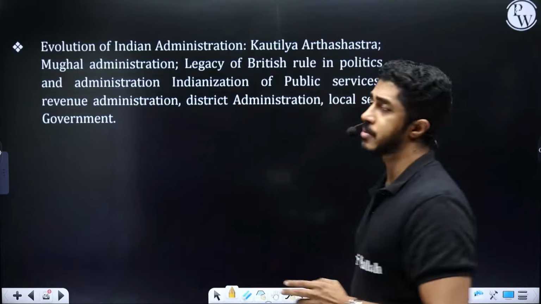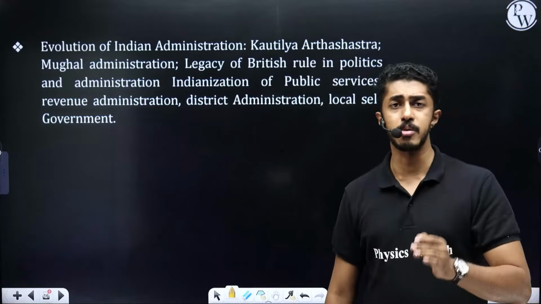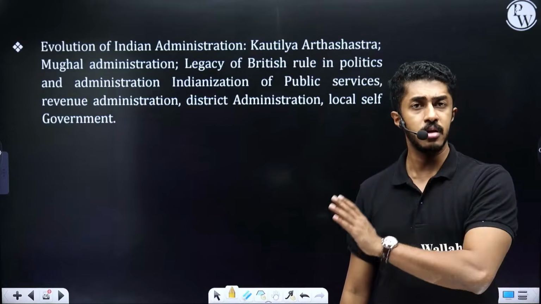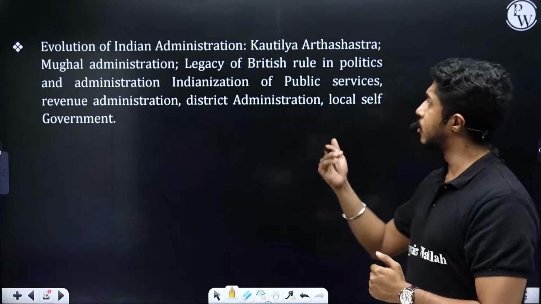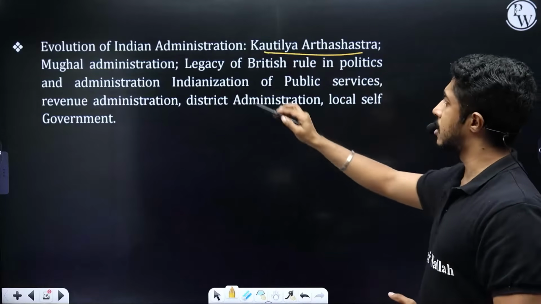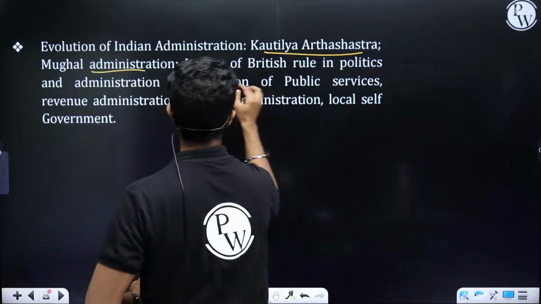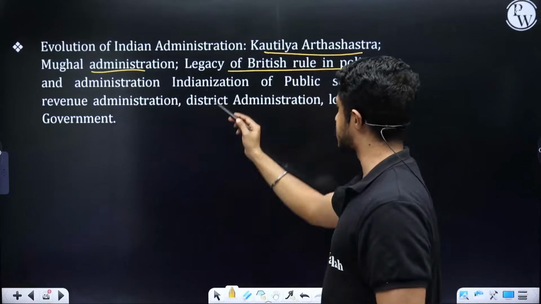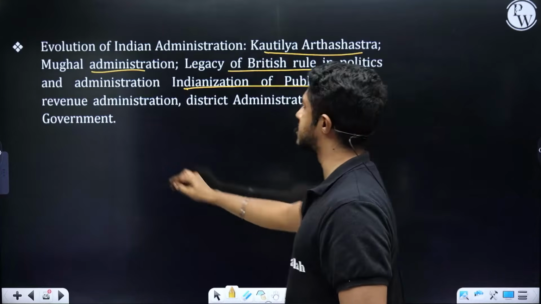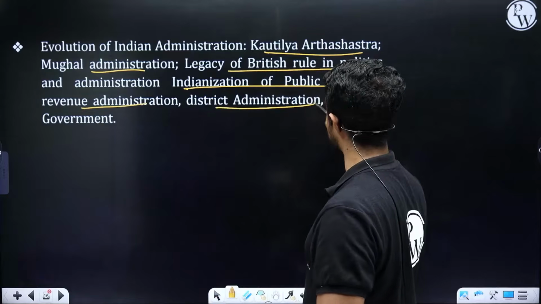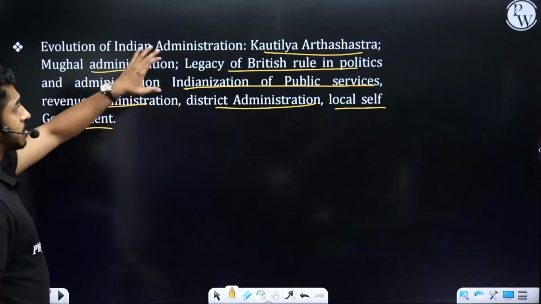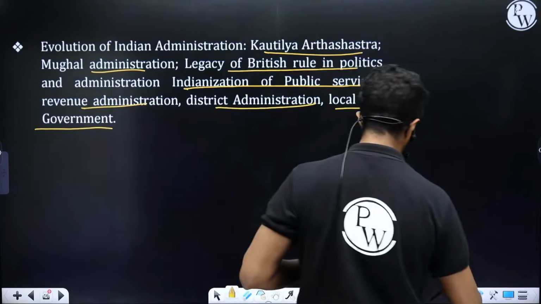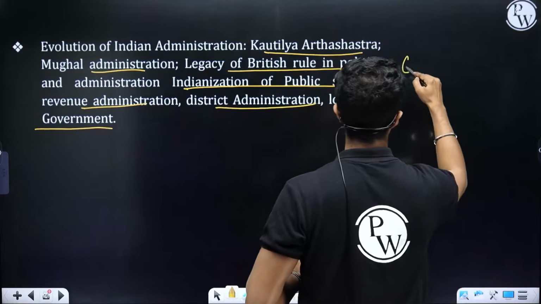The very first chapter, Evolution of Indian Administration, is probably the only direct static chapter in paper 2. If you look at it, Kautilya's Arthashastra, Mughal administration, legacy of British rule in politics and administration, Indianization of public services, revenue administration, district administration, local self-government. Most of these topics are easily available in Goyal and Arora.